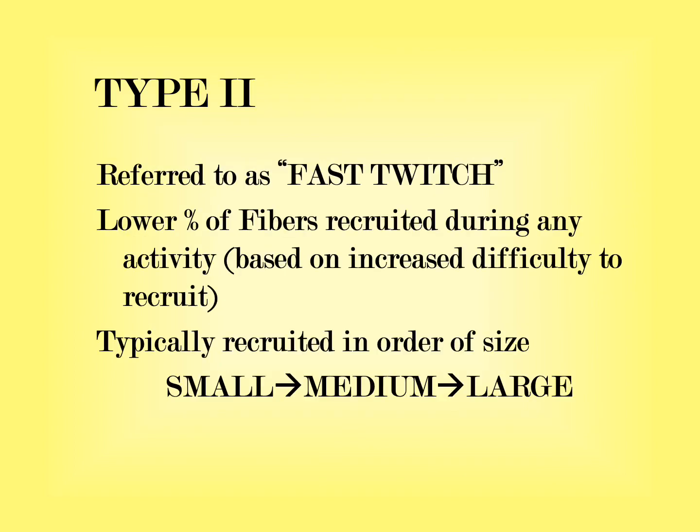The type 2 fibers are referred to as fast twitch. These are lower percent of fibers being recruited during any activity. Based on the difficulty of the activity, we will increase the percentage of fibers being recruited. One of the reasons why we have a lower percent recruited is that it requires more stimulus in order to be recruited, in which we have a continuum where we recruit from the smallest of the type 2s to the medium of the type 2s to the large of the type 2s in a pattern known as Henneman's size principle.